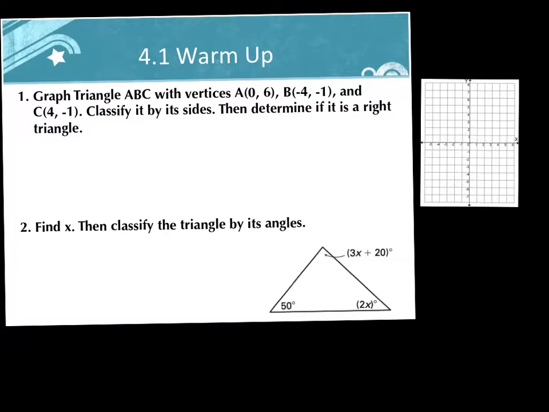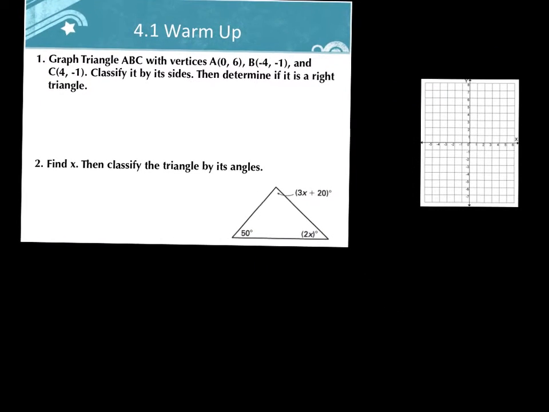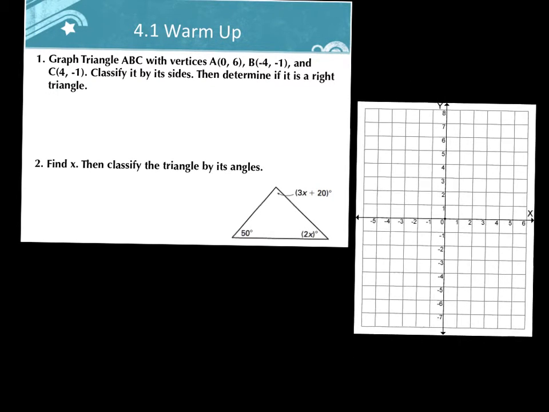All right, so number 1 says graph the triangle ABC with the vertices that are given and then classify it by its sides and determine if it's a right triangle. So this was like the one that was in the homework. I'm going to take a graph because I want to be as accurate as I can to get the visual. 0, 6 will give me a point that's here. This is A. B is -4, -1. And C is 4, -1.